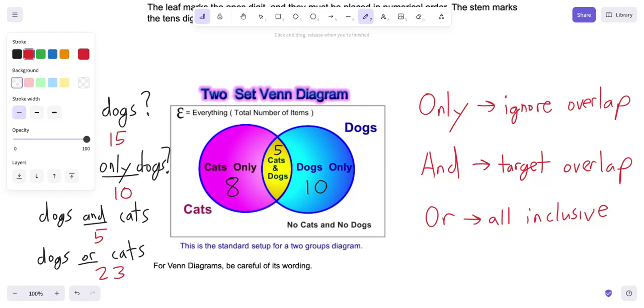Okay, that's it for notes. Pause if you need to copy it down. We're going to move on to practice problems.